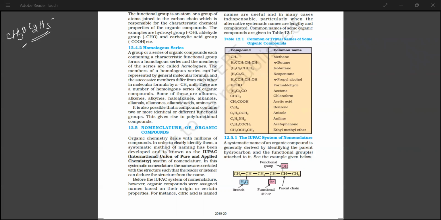CH3OC2H5. What this is ethyl, what this is methyl, and what this is ether. So ethyl methyl ether will be the common name. What will be its IUPAC name?